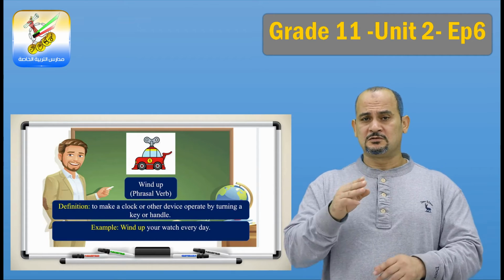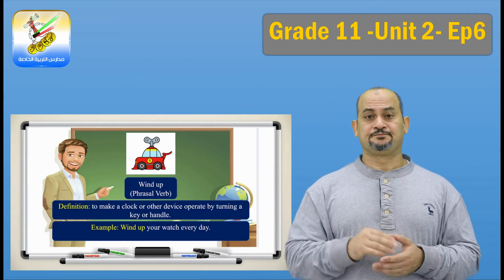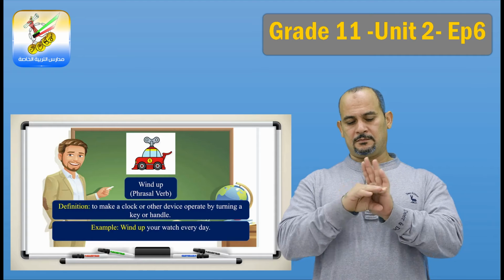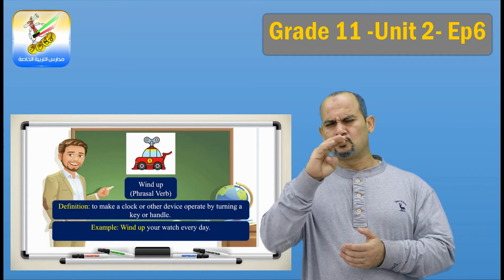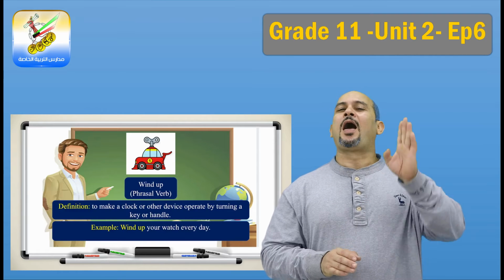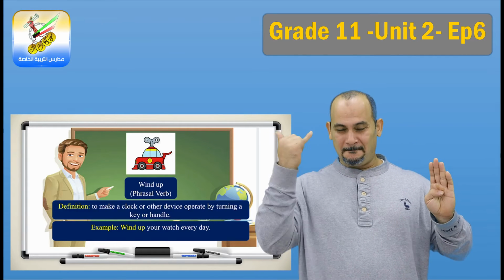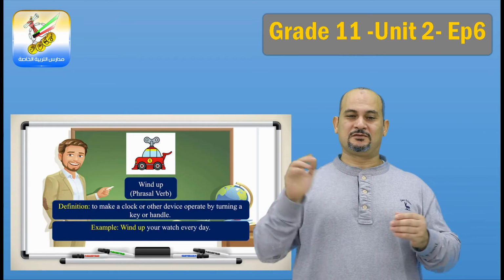And finally, we have wind up. It's a phrasal verb. It means to make a clock or other device operate by turning a key or a handle. So it doesn't work until we wind that thing up. Okay? So you turn the key or the handle to work. For example, wind up your watch every day. You wind up your watch, or you can wind up your alarm clock every day.